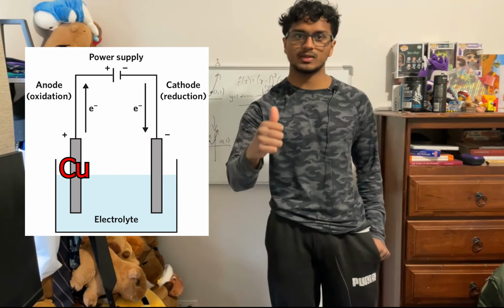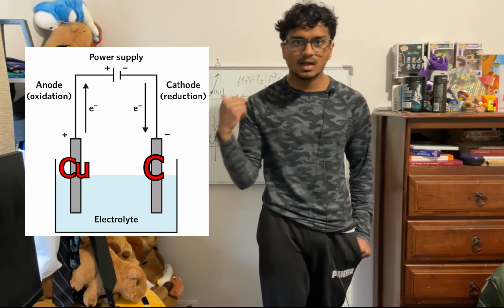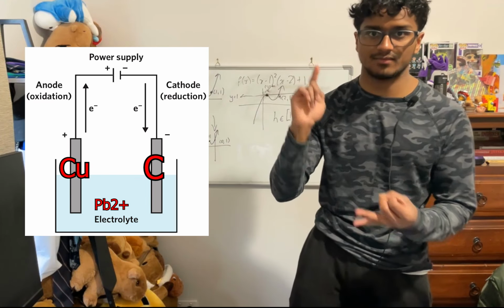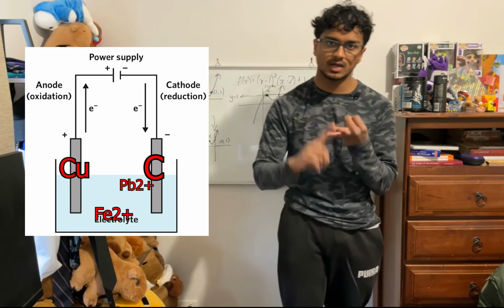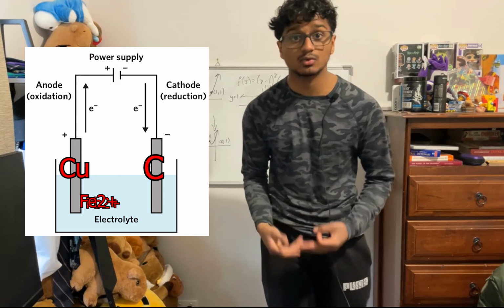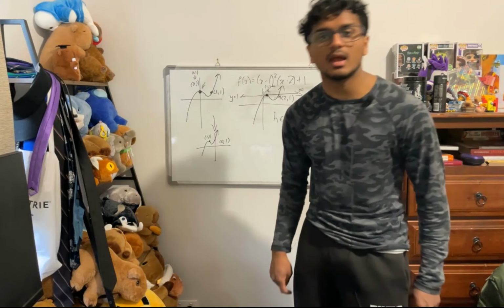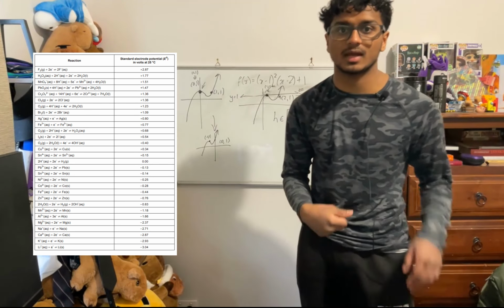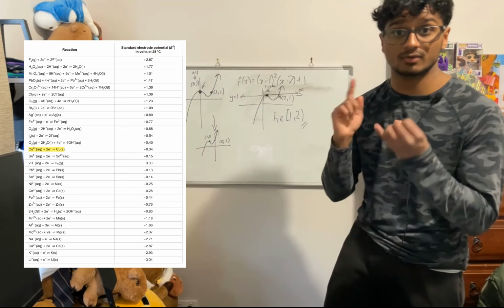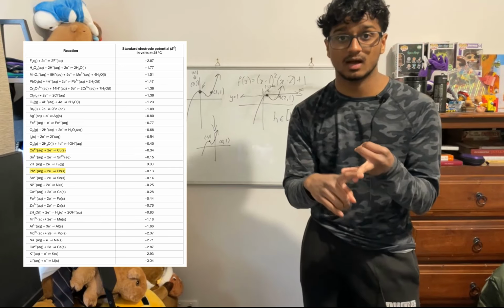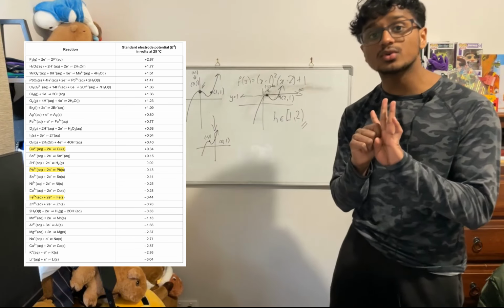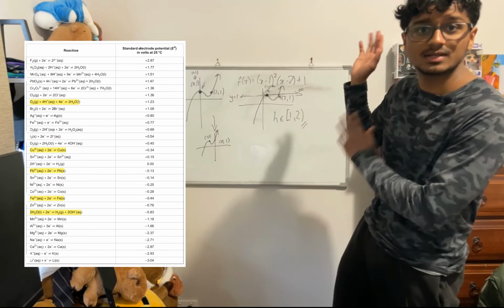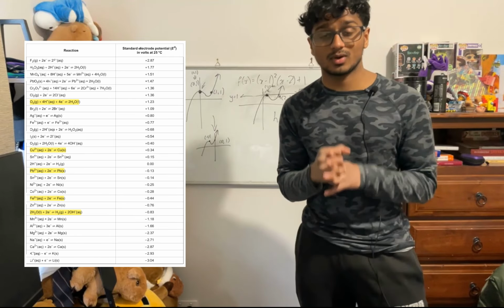Imagine we have a copper electrode and a graphite electrode. And inside our electrolyte, we have lead ions, iron ions, and it's an aqueous solution. So here we also contain water. Now, if we look at our electrochemical series, let's highlight each one of our reactants that are present. So we have copper that's present, we have lead ions, iron ions, and we also have water. We need to do both waters. As you can see, there's multiple reactions for water. We want to highlight all of them.